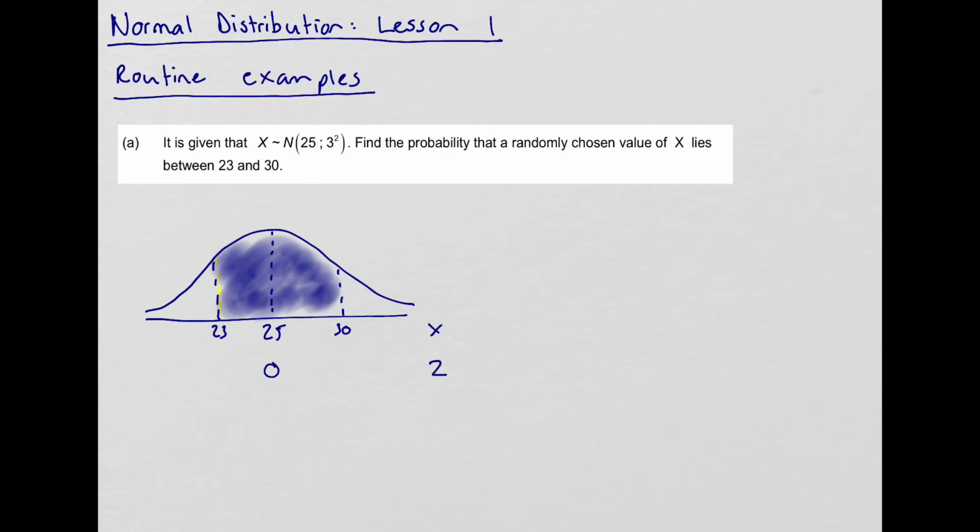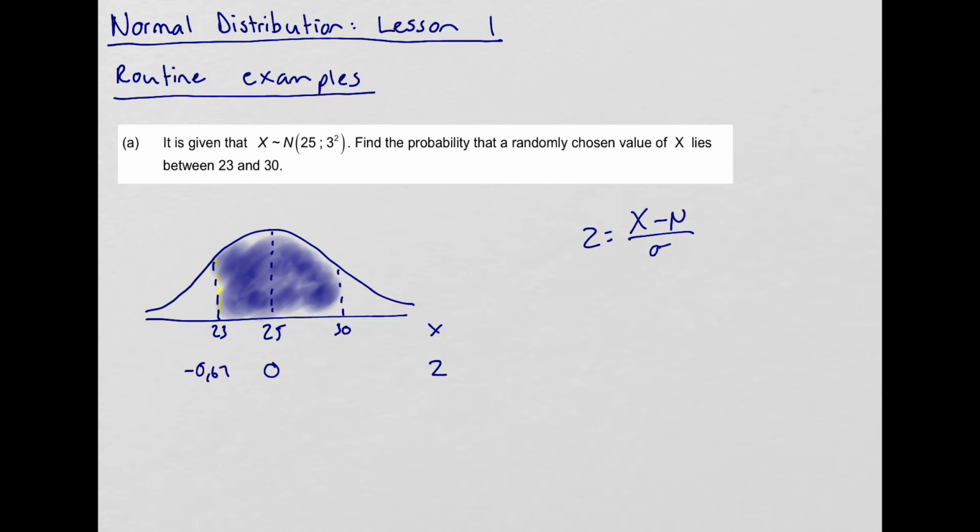I'm not going to do the calculation for all of them, but remember that to get the corresponding z value, you start with the x value we're looking for, subtract the mean from it, and divide by the standard deviation. For the first one, 23, we say 23 minus 25, that's x minus the mean, divided by the standard deviation, which in this case is 3, remember, the square root of the variance. Then you do that to the 23 and to the 30, and you get the corresponding z scores, in this case, of negative 0.67.